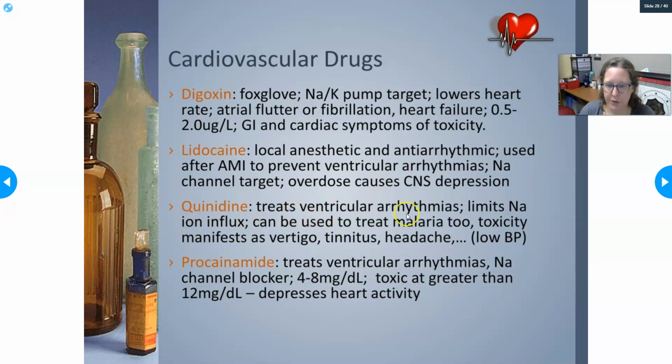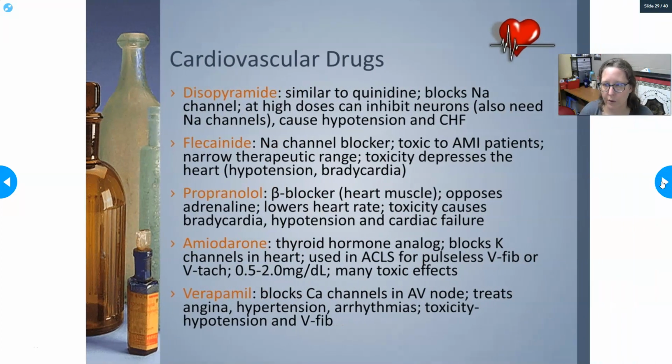Quinidine treats ventricular arrhythmias. It limits sodium ion influx, and can be used to treat malaria too. The toxicity will manifest itself as vertigo, tinnitus, which is ringing in the ear, and headache due to low blood pressure. Procainamide treats ventricular arrhythmias. It is a sodium channel blocker. Therapeutic range is 4 to 8 milligrams per dL, and it's toxic at greater than 12, and it will depress heart activity. And you have to draw NAPA levels also with that one.